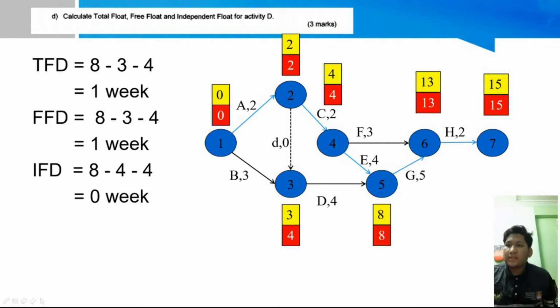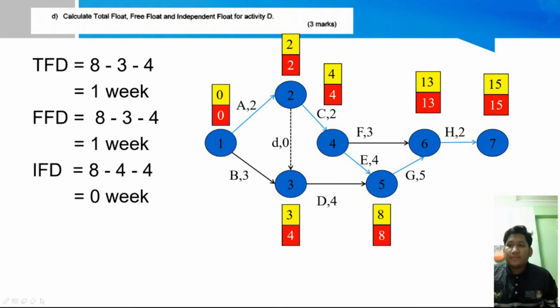As you can see, activity D is between event 3 and event 5. So total float is the time that can be delayed without affecting the project completion time. How to calculate it? The method is, first we take the LET from event 5 minus the EET of event 3, and then we minus the duration time. So the answer is 8 minus 3 and minus 4. We will get 1 week.